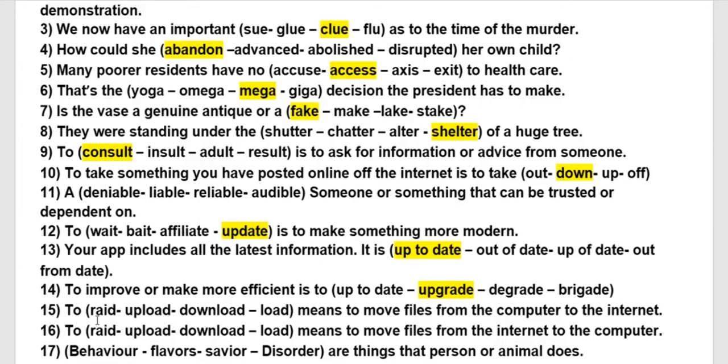Number 15. Upload, download, load. We differentiated before between upload and download. Upload is the correct option. It means to move files from the computer to the internet. But if you move something from the internet to the computer, it is download. Number 16. Download means to move files from the internet to the computer.